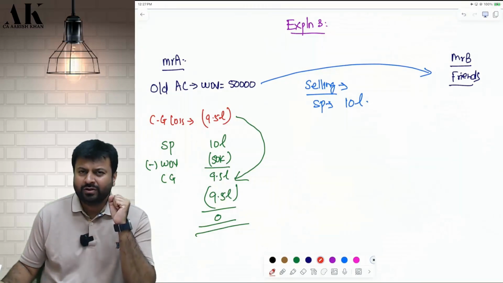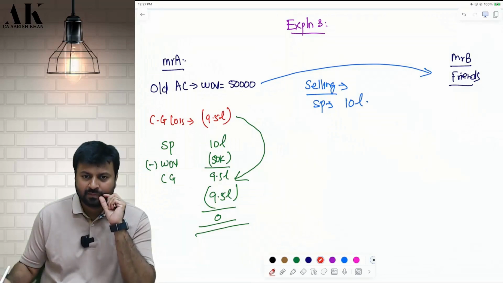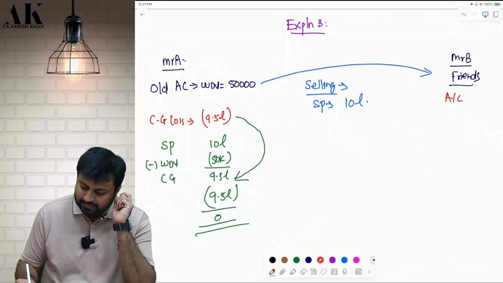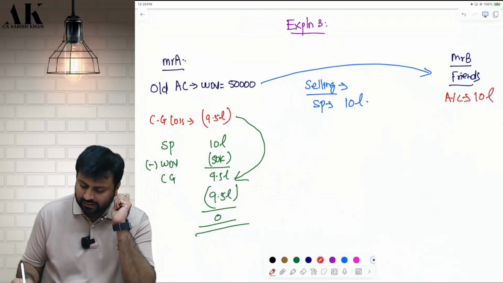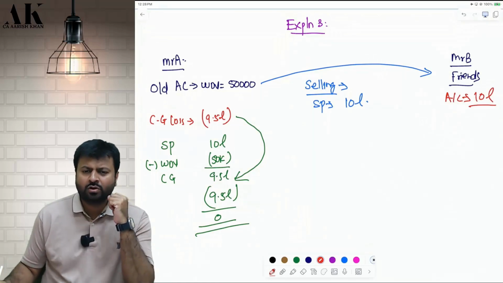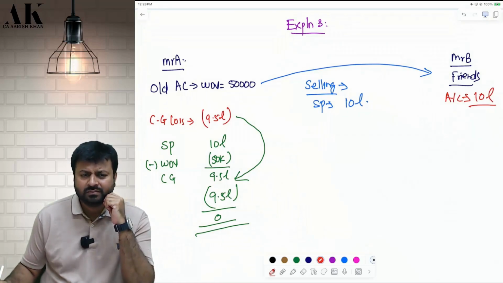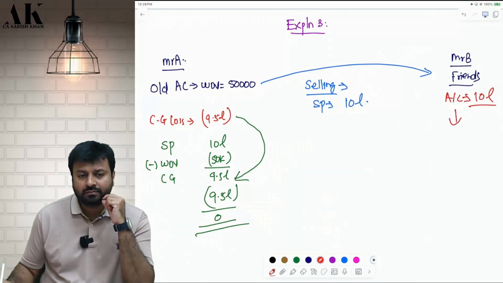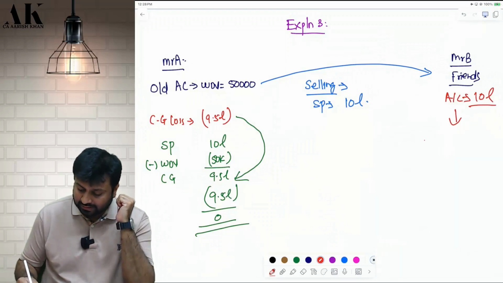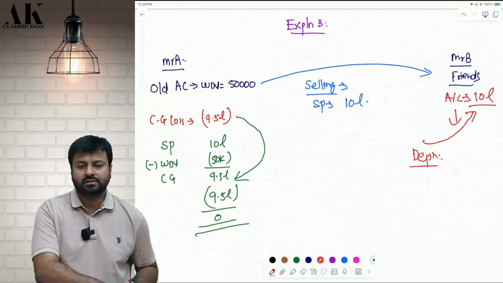Now, why are we doing such a transaction? To give advantage to my friend Mr. B. Now, Mr. B will say that the actual cost of this AC is what? 10 lakh rupees. Yes or no? And Mr. B will do what? Mr. B will claim depreciation on this AC on how much amount? On 10 lakh rupees. Yes or no?